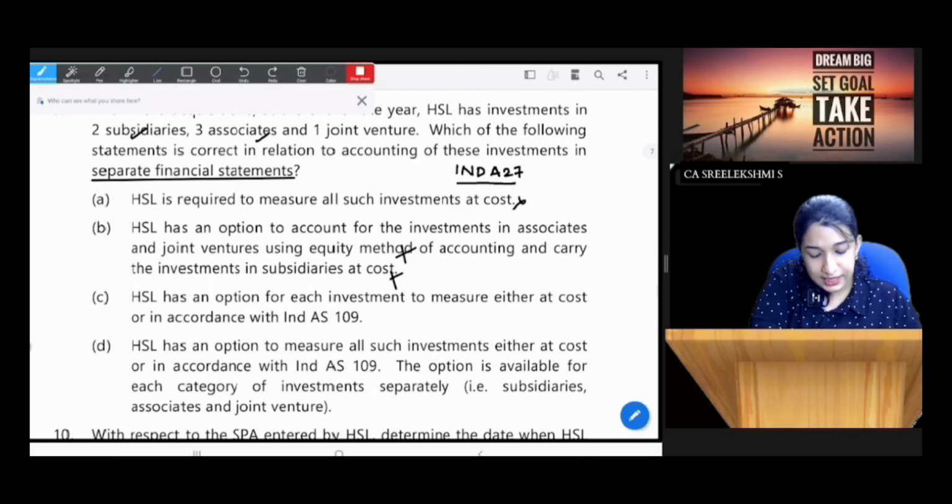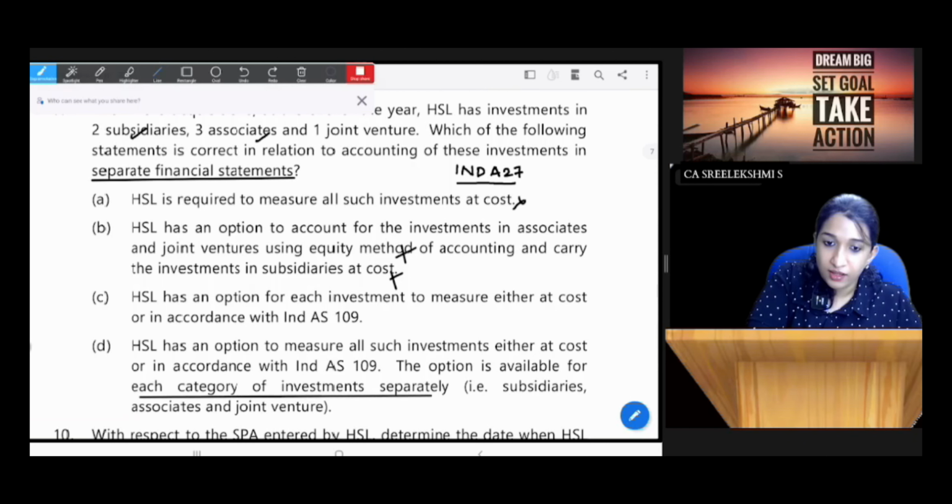Carry subsidiaries at cost? No. HSL has an option for each investment to measure either at cost or in accordance with Ind AS 109. HSL has an option to measure all such investments either at cost or in accordance with 109. The option is available for each category of investment separately. Correct, this is more clear. That is, subsidiaries either at cost or as per Ind AS 109.